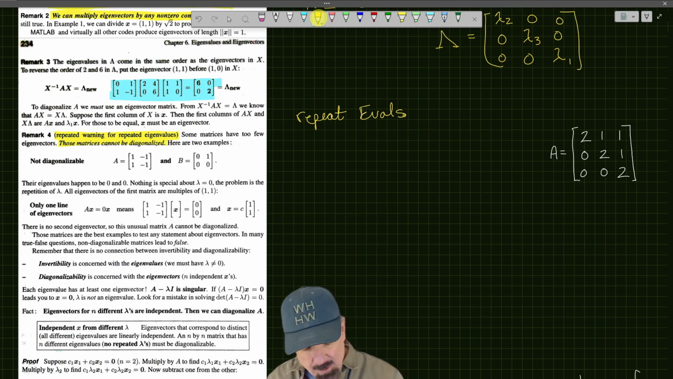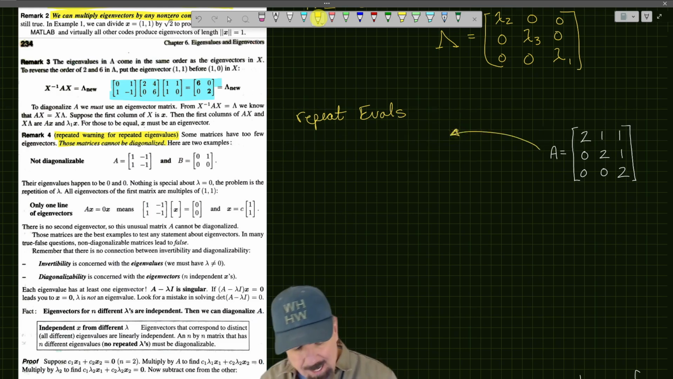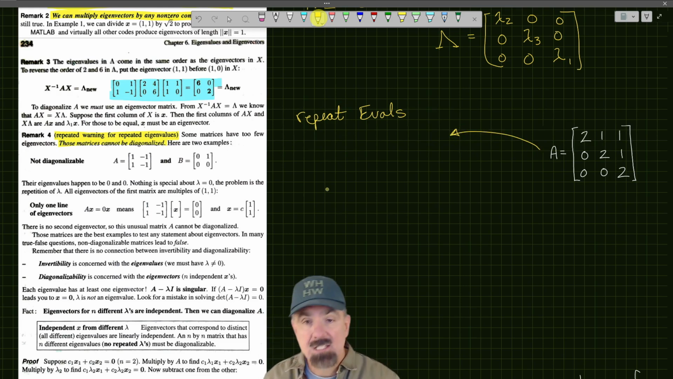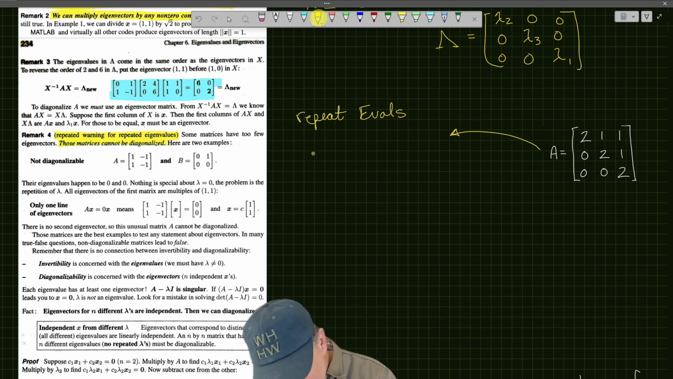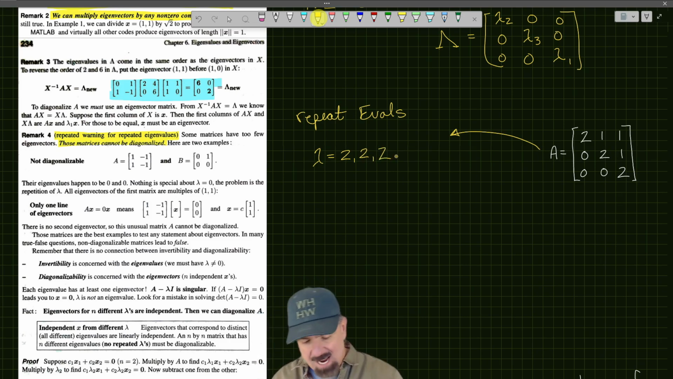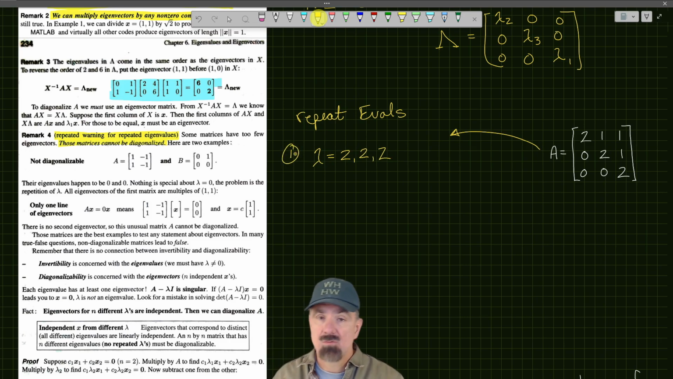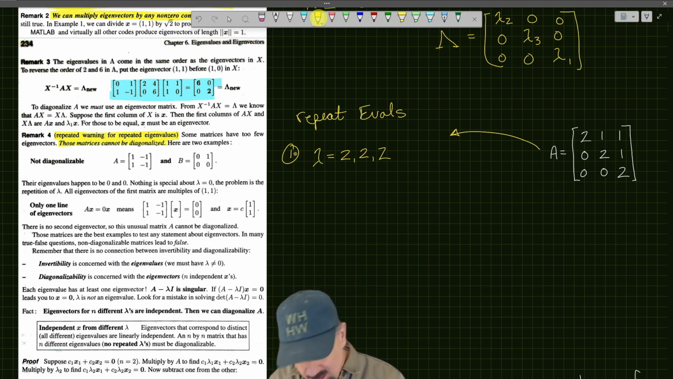So I have an example here. We're just going to take this matrix A, and immediately we know where the eigenvalues are. For any triangular matrix, the eigenvalues are on the main diagonal. So in this case, the eigenvalue is 2, and it's repeated 3 times. So let's find the eigenvector. That was step 1, which was really easy. There was no determinant to solve or anything like that.